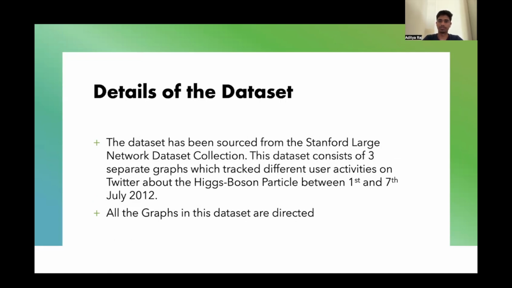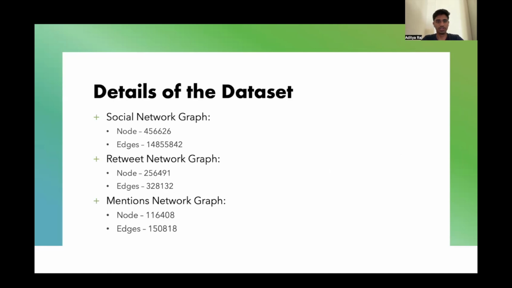We have sourced this data set from the Stanford Large Network Dataset Collection and have considered 3 out of the 4 data sets. These data sets described all of the interactions which happened on Twitter about the Higgs boson particle between the 1st and 7th of July in 2012. All the graphs that we have considered are directed. The 3 graphs which we have considered are the social network graph, the retweet network graph, and the mentions network graph. And you can see the nodes and number of edges here.